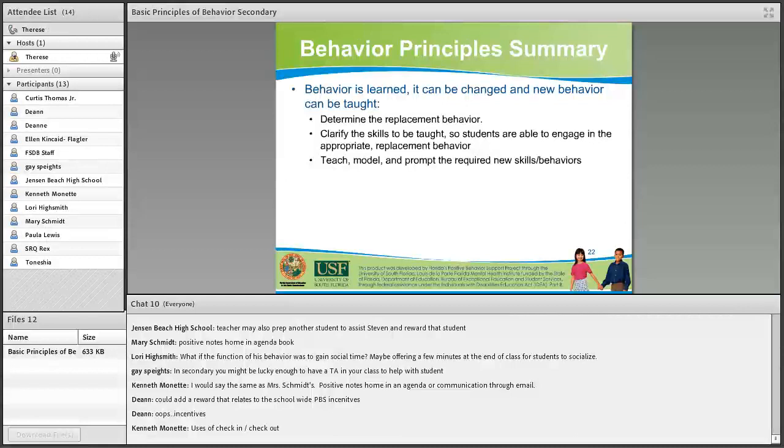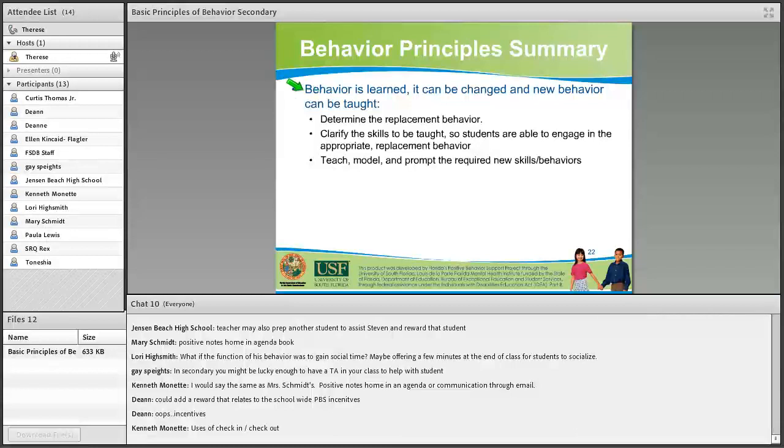Now remember, Kenneth, I see here, uses of check-in, check-out. That's a great way for students to get attention. If they're motivated by getting adult attention, positive adult attention, check-in, check-out is a fantastic way for them to get it in a real structured and systematic way. It also lets you get information for progress monitoring, so you can see, are they making progress, or do you need to do something different?